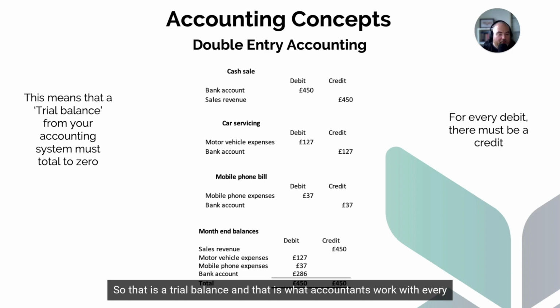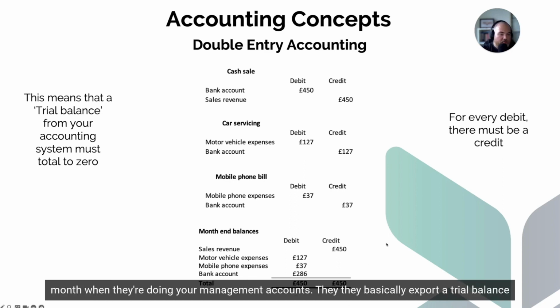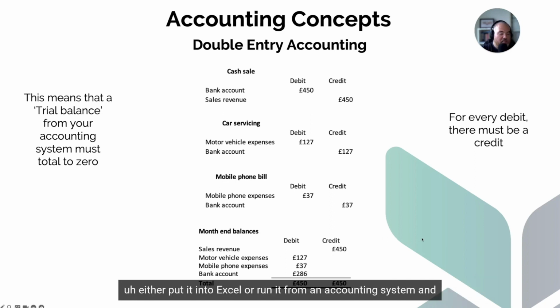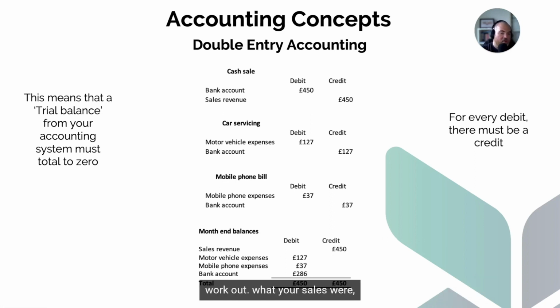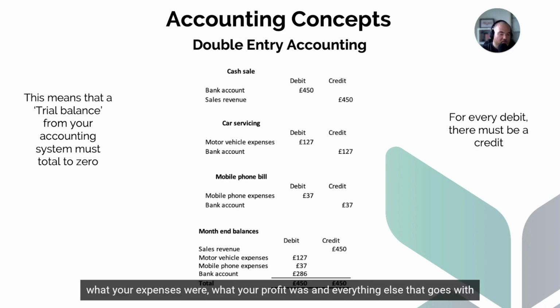So that is a trial balance, and that is what accountants work with every month when they're doing your management accounts. They basically export a trial balance, either put it into Excel or run it from an accounting system, and work out what your sales were, what your expenses were, what your profit was, and everything else that goes with it. Create a P&L, a balance sheet and a cash flow statement, and then that forms your management accounts.